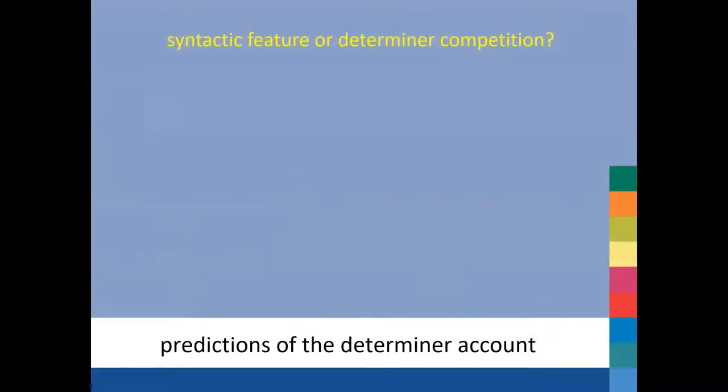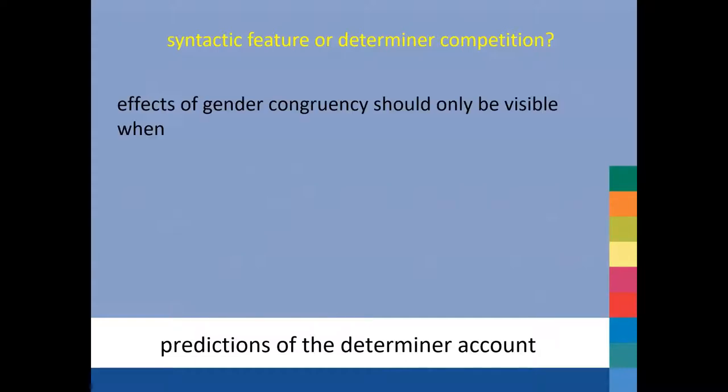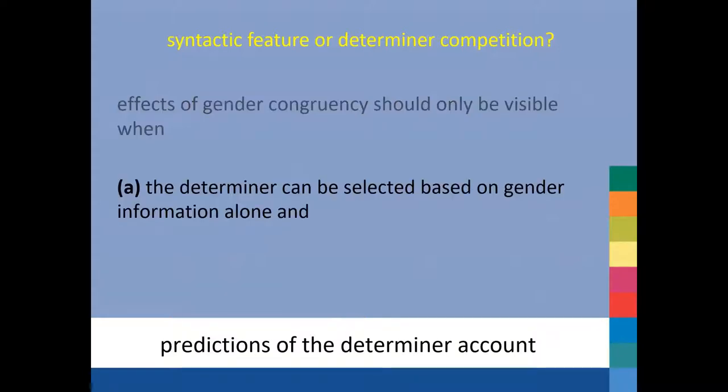So the question, of course, is that now we have two accounts for the same phenomenon. It would be nice to disentangle these, right? So what you have to know is that effects of gender congruency are only visible when the determiner can be selected on the basis of the gender information alone. I'm telling you this because there are languages like, for example, Italian, where the form of the determiner not only depends on the gender of the noun, but also on the form of the noun. So for example, words that start with certain sounds like zucchero, which is masculine, does not take the determiner il, but it's lo zucchero, right? So you cannot select the determiner form before you have encoded the noun phonologically.